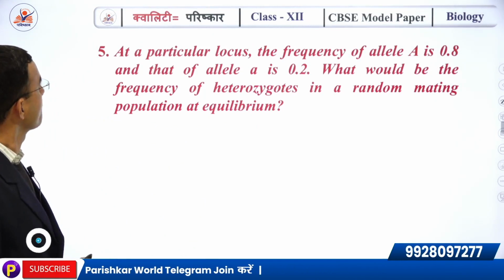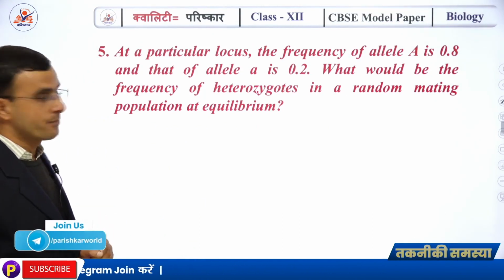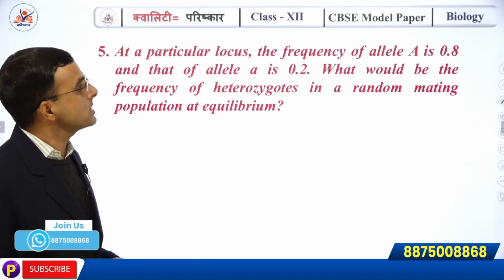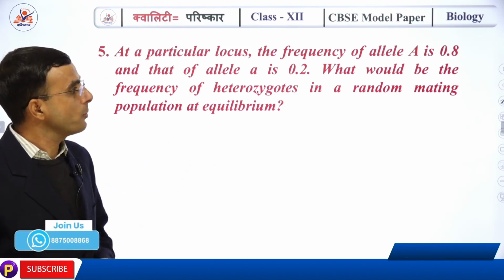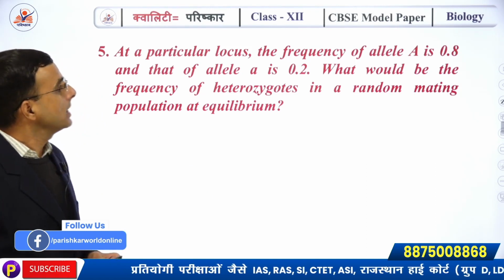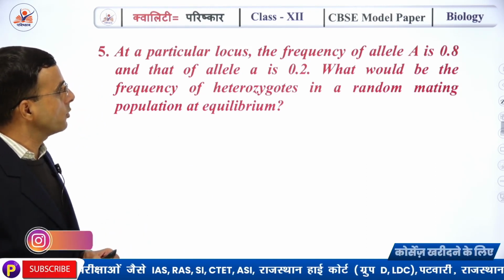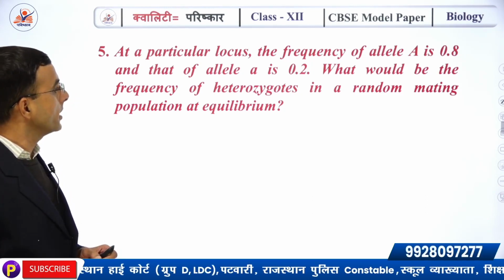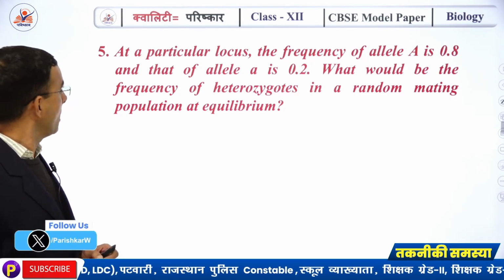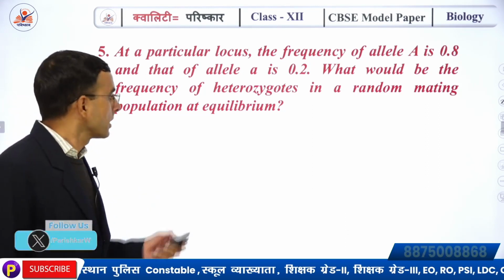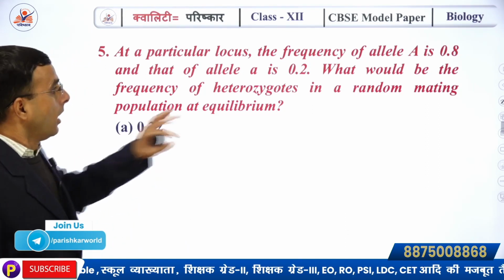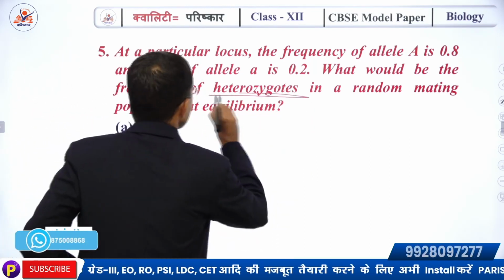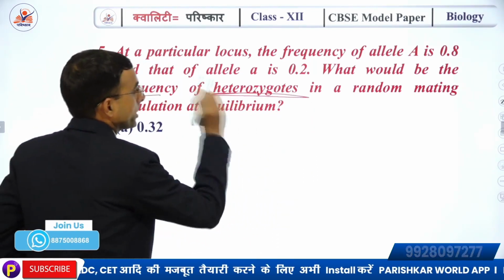Now next one is, at a particular locus, the frequency of allele A is 0.8 and that of allele small a is 0.2. What would be the frequency of heterozygotes in a random mating population at equilibrium? Now look at this one. They are asking for the frequency of heterozygotes.